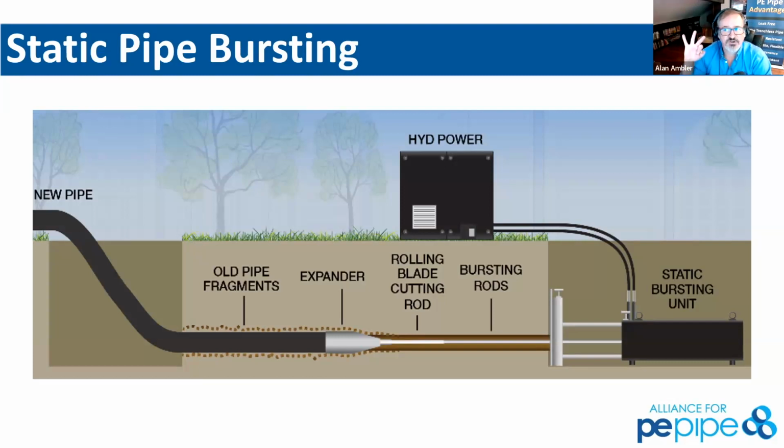Those 3 things that occur simultaneously are happening at the same time, but we're using a hydraulic power pack above ground that pushes and operates a machine inside an excavation pit that pulls rods or a cable through, and then they're breaking the pipe at the same time as they're doing that.